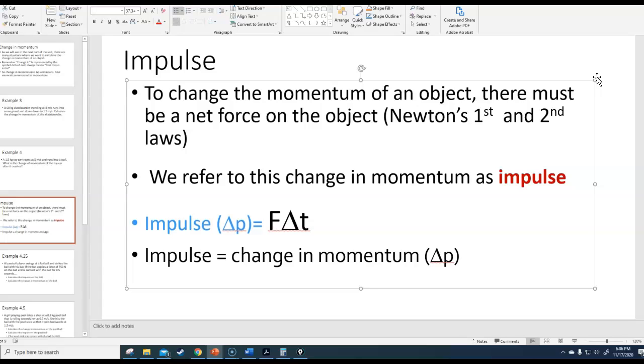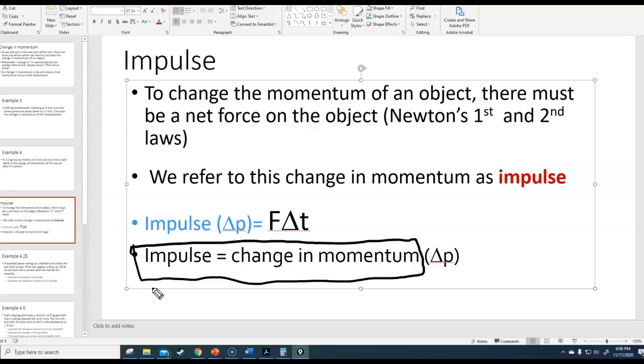Okay, so in other words, in order for an object to change its momentum, it must experience what's called an impulse. Now, a couple important things. Number one, it's very important that you understand, because this is not going to be given to you, that when we talk about an impulse, we're talking about the exact same thing as change in momentum. Okay, so impulse and change in momentum are equal to each other. Okay, however, each one of them has its own equation.